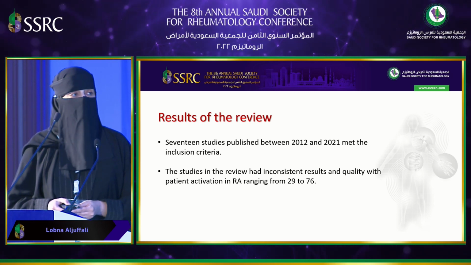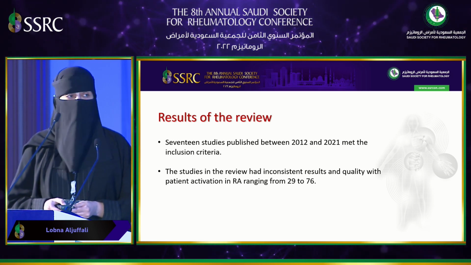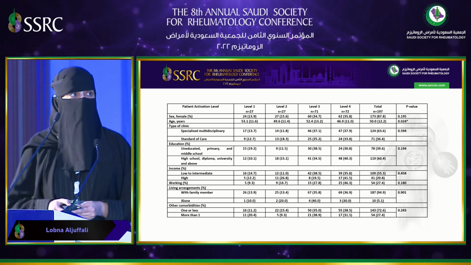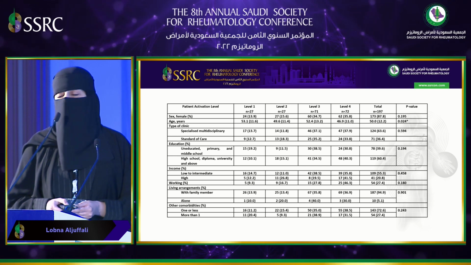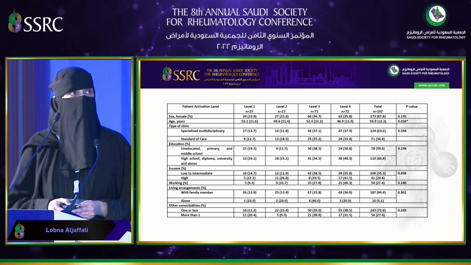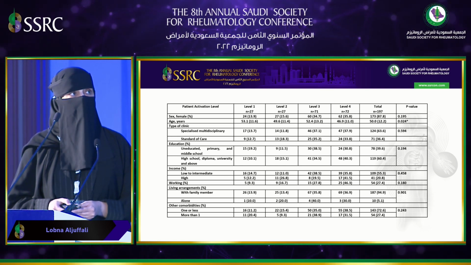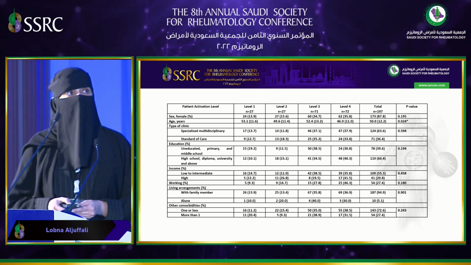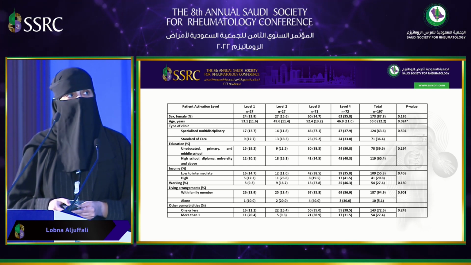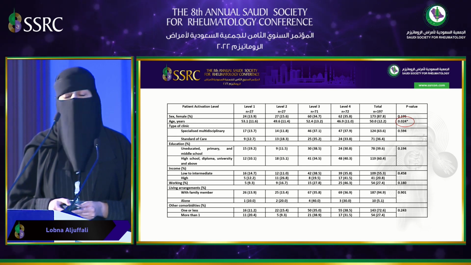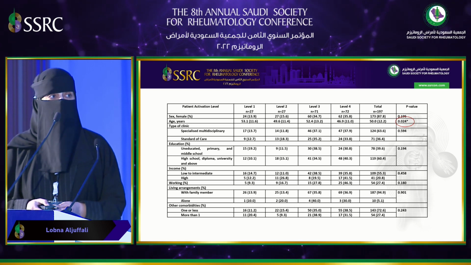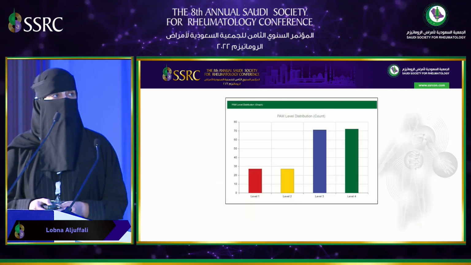These studies were very inconsistent in quality, and patient activation ranged from 29 to 76%. Regarding the cross-sectional part, we explored the characteristics of different patient populations. We included 179 patients, and age was a confounding variable. Patients who were more active were younger, had less disease activity, and also used less medication.